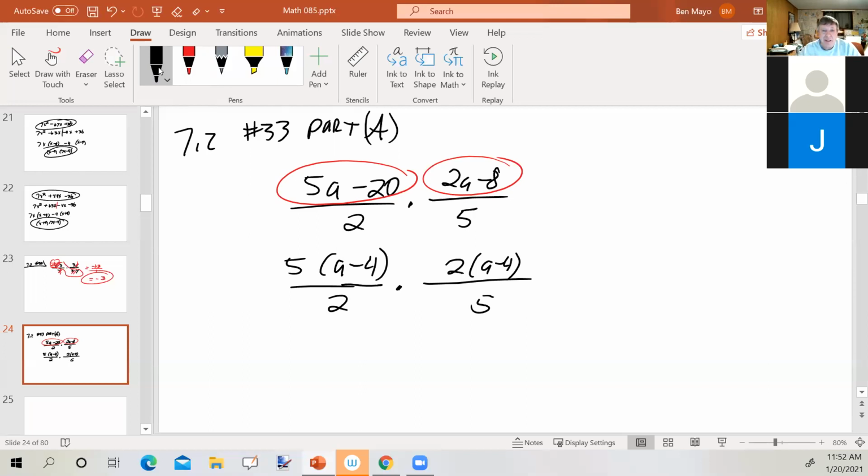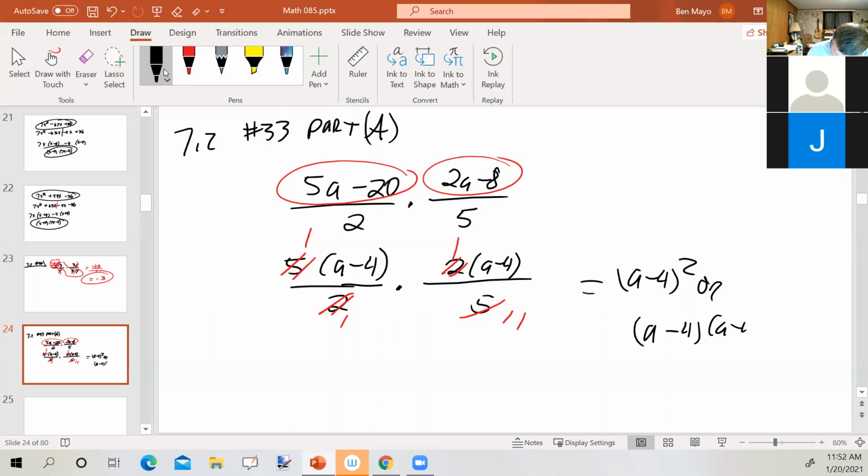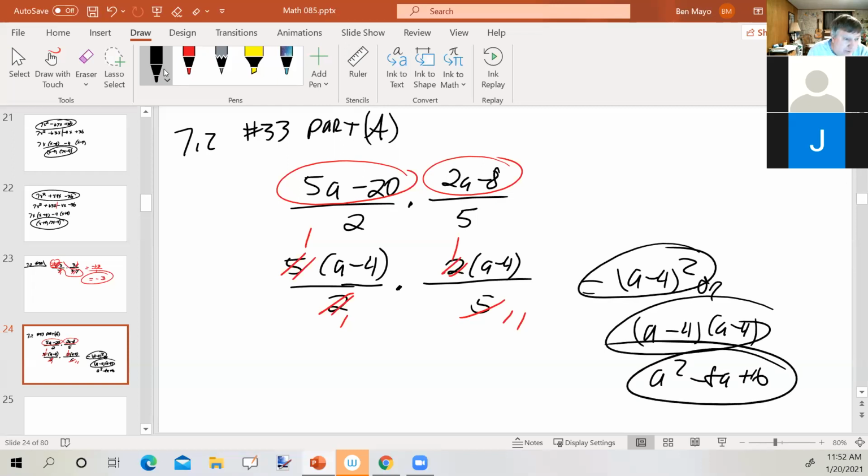Be careful. The a minus 4s don't reduce out because they're both on top. Okay, what does reduce out? The 2s and the 5s. So we're left with a minus 4 squared, or you could FOIL it out and write a squared minus 8a plus 16. So that, or that, or that. And let's see, they have that answer, but they all should be correct.